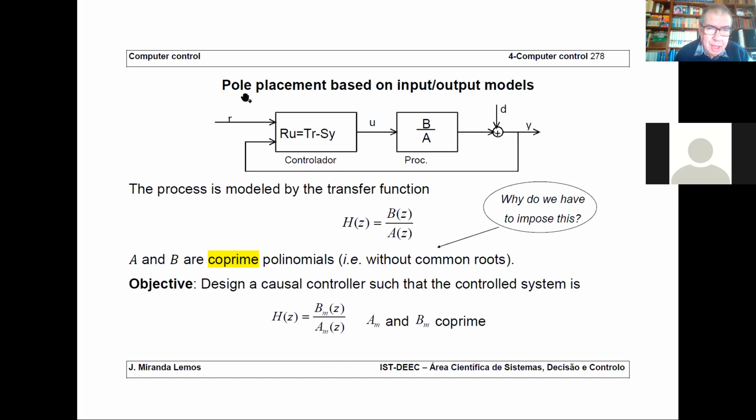Now, what would you like? This is a feedback transfer function. So if you think of having an equivalent transfer function, which transfer function would you obtain? Let's forget about D. Suppose that D is not present. Qual era a função de transferência mais natural para pensar?